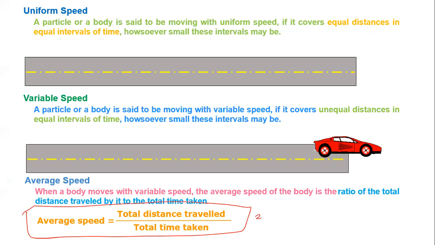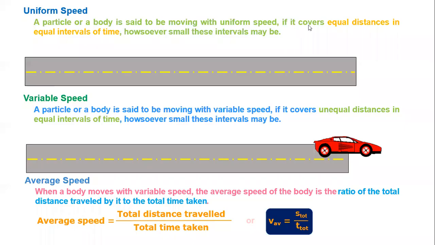So if I represent distance by s, then if I consider 3 sessions, in time t1 the distance is s1, in time t2 the distance is s2, and in time t3 the distance is s3, divided by time 1, time 2, and time 3. So this is the formula for average speed. V average is equal to total displacement divided by total time.